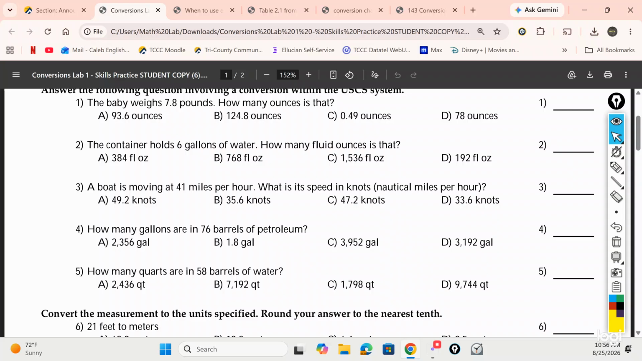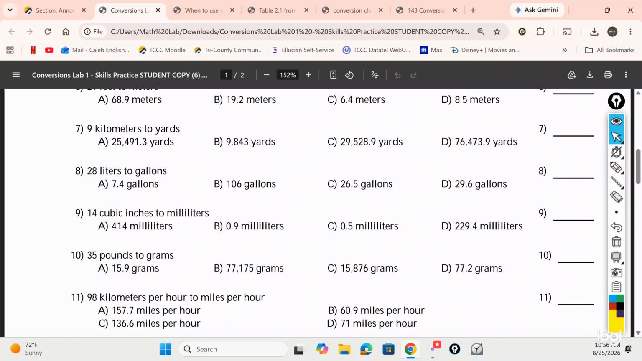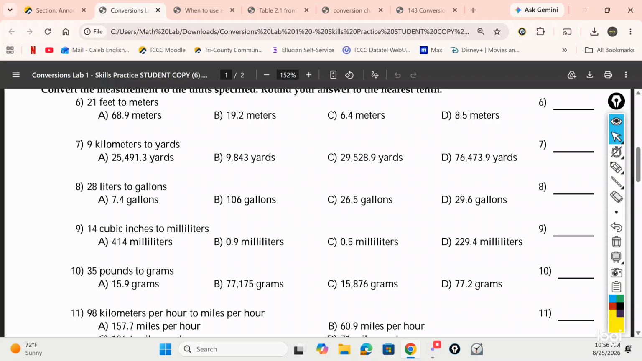Okay. 4 and 5, how many gallons are in 76 barrels of petroleum? How many quarts are in 58 barrels of water? Remember, barrels of petroleum, barrels of water, different sizes, and make sure that you convert it to the right unit. 6 through 11 are American to metric conversions. Number 9, be careful on number 9. You've got to use both tables on number 9.